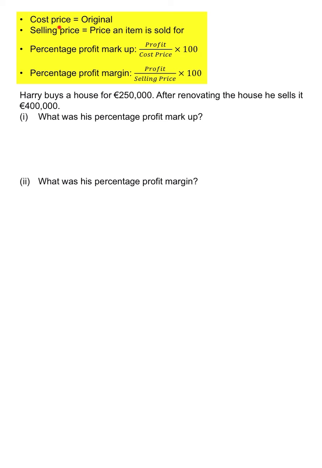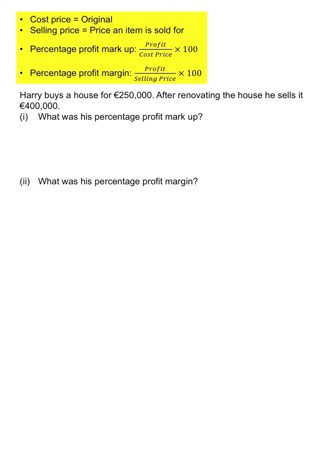So your cost price, this is the original. Then the selling price is the price an item is sold for. Then your percentage profit markup is your profit over the cost price times 100. Then the percentage profit margin is the profit over the selling price times 100. Now it's important to remember that the markup is always the profit over the cost price and the margin is always the profit over the selling price.